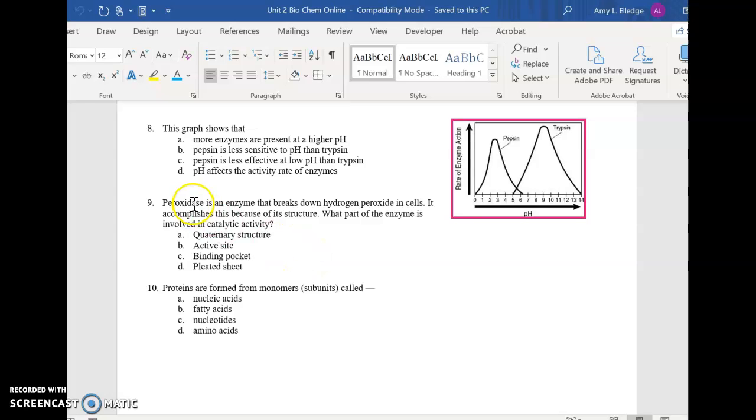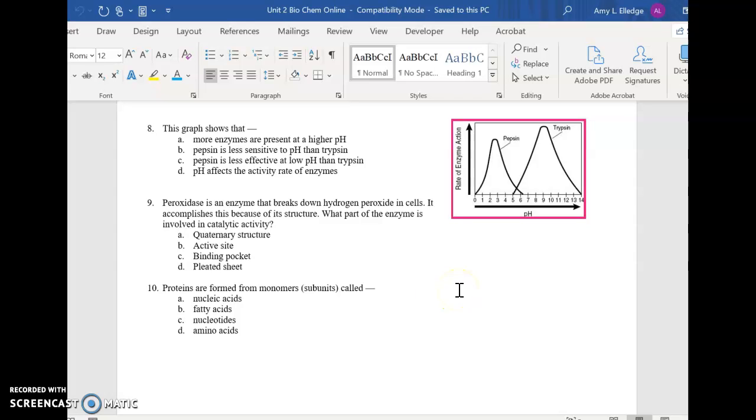Peroxidase is an enzyme. You know it's an enzyme because it ends in ASE, that breaks down hydrogen peroxide in cells. It accomplishes this because of its structure. What part of the enzyme is involved in catalytic activity? Quaternary structure, active site, binding pocket, or pleated sheet. Hopefully you did not pick pleated sheet. So the answer should be the active site. That's where the enzyme has a certain shape to it that the substrate fits to.